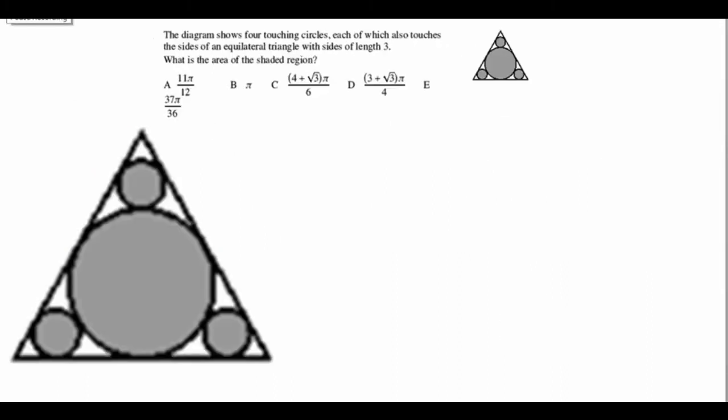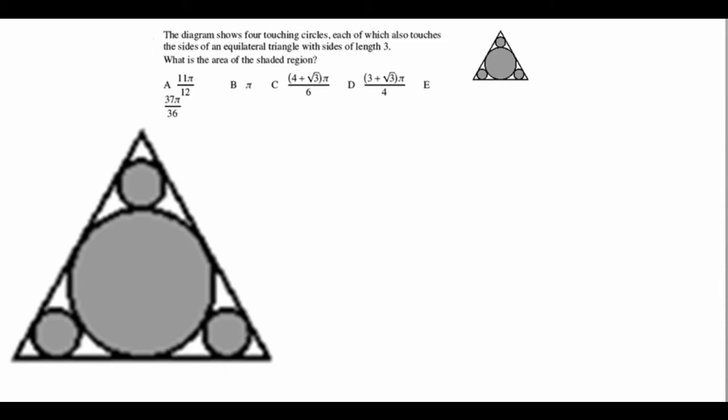Okay, the fourth question is, the diagram shows 4 touching circles, each of which also touches the sides of an equilateral triangle with sides of length 3. What is the area of the shaded region? Okay, so the first thing that you should notice is that this shape here, this triangle, has 3 lines of symmetry that correspond with the lines of symmetry of an equilateral triangle.